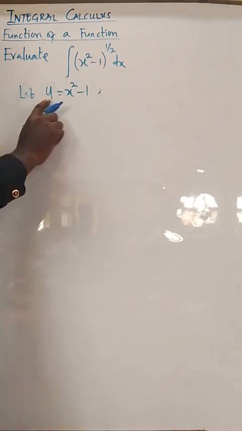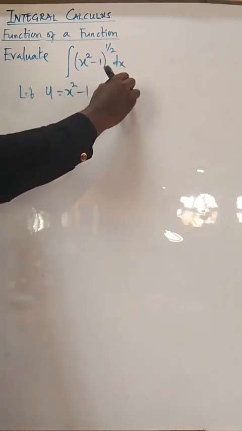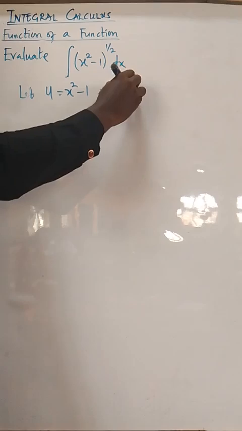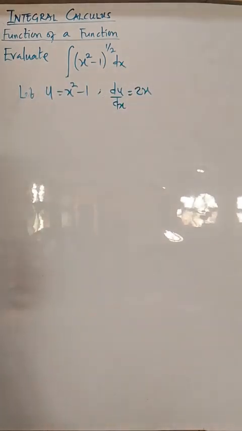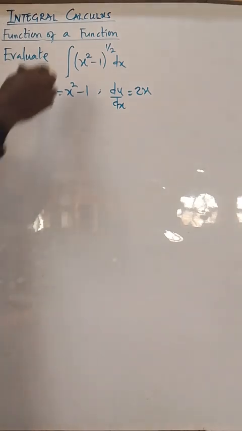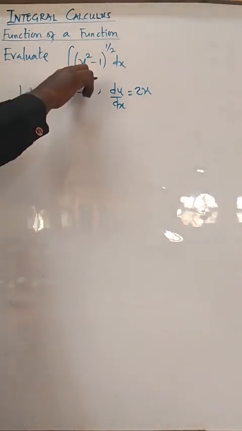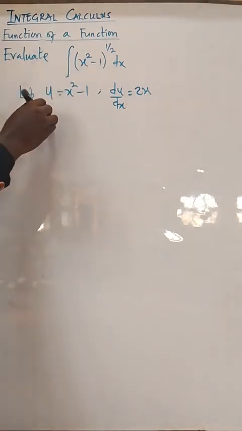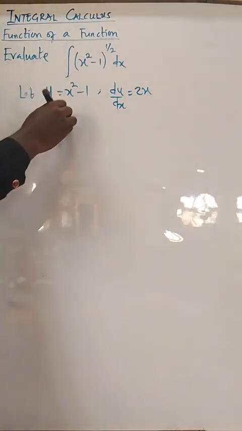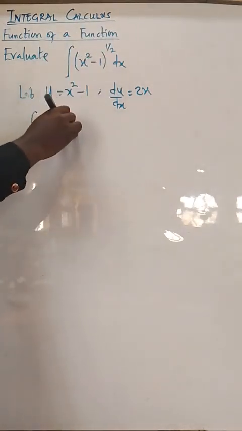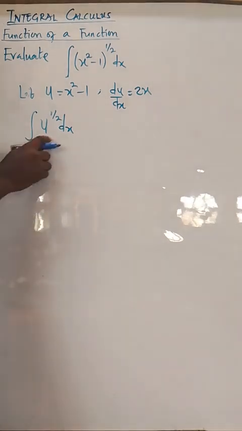After writing this one, you can always get du dx. From here, it means du dx equals to differentiate, 2x. So let's move on. You see something now? I'll change this example. Let's continue first. Then come back here and write the integral of what? x squared minus 1 becomes u. u raised to power half, then dx.